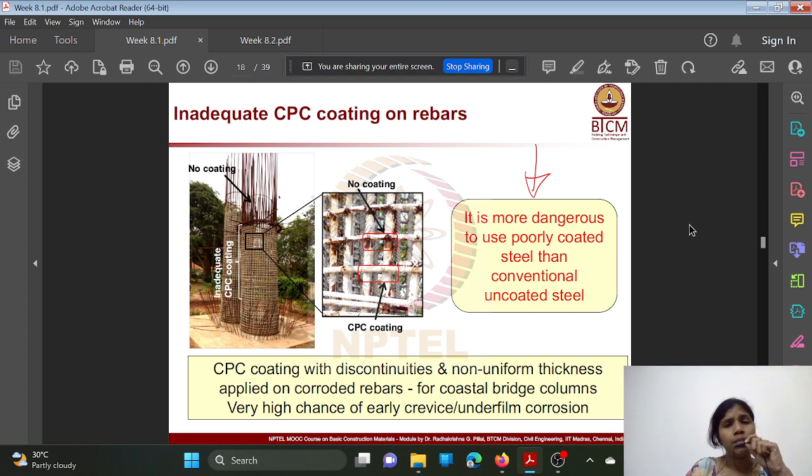Here also the same thing. If there is some damage to these coated steel rebars, even if it is CPC or FBEC, whatever it is, it is more dangerous, because it will attract more corrosion.